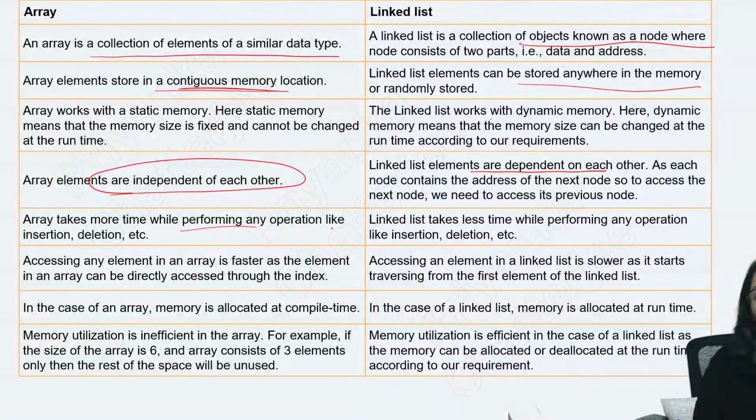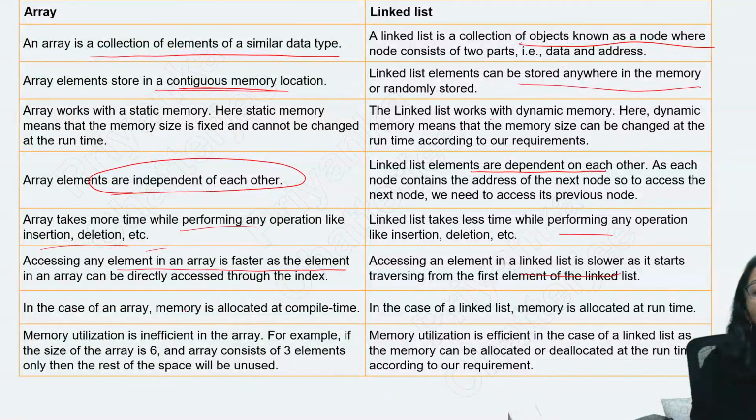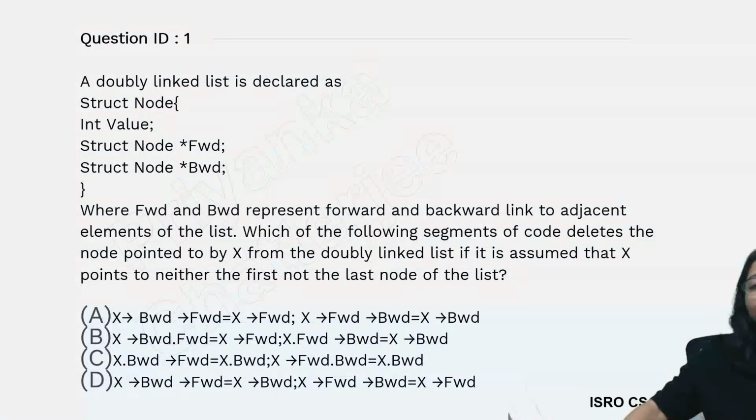While performing operations like insertion and deletion, the array will take more time, but here it will take less time. A linked list takes less time at insertion or deletion because you directly create a new node. But in an array, accessing an element will be faster, that is in order of 1. Here accessing an element will be slower because you have to traverse through the head, that is in order of n. Memory allocation will be at compile time here, and at run time here. This is the main difference between array and linked list. I hope it is clear to everyone.